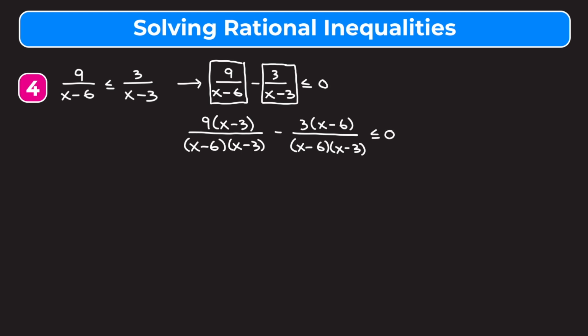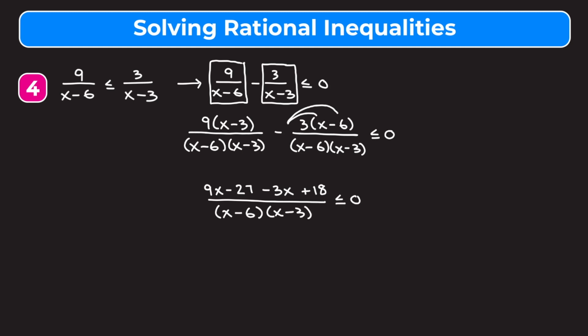So we're going to start by distributing the 9 and the 3. So we're going to get 9x minus 27. And I'm going to distribute this negative 3. So negative 3x. And we're going to distribute the negative 3 to the negative 6 to get positive 18. And we can combine the fractions together because they have the same denominators. So it's going to be over x minus 6 times x minus 3. This is less than or equal to 0.